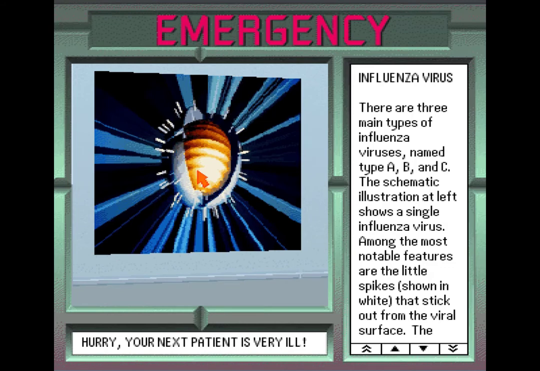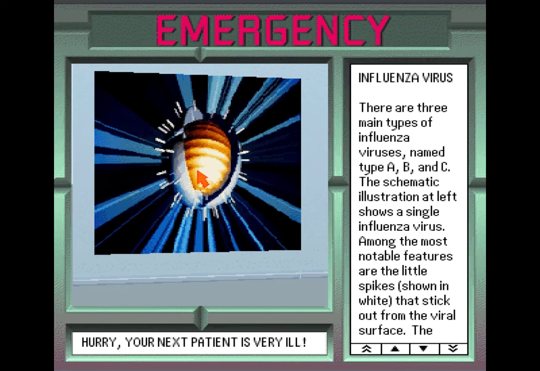Influenza virus. There are three main types of influenza viruses, named type A, B, and C. The schematic illustration at left shows a single influenza virus. Among the most notable features are the little spikes, shown in white, that stick out from the viral surface. The exact nature of the spikes, glycoproteins, determines the type of the influenza virus. Immunity to influenza occurs when the immune system makes antibodies that bind to these glycoprotein surface spikes.